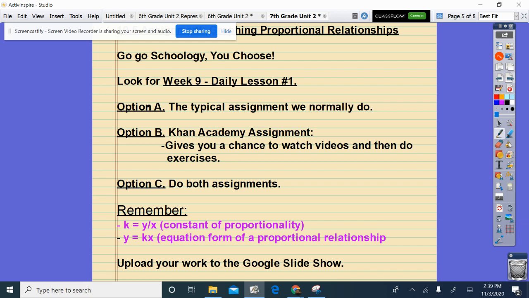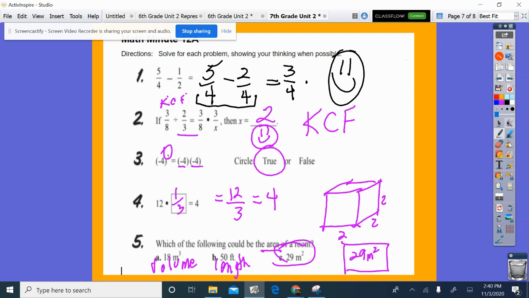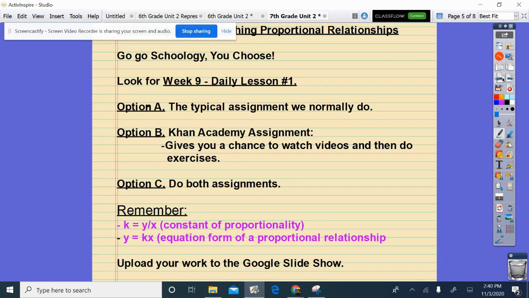Remember to upload your work into the Google slideshow. And please take the time to make sure those pictures are nice and clear so we can see what your work is saying. Also, please remember that the daily warm-ups associated with this one are 11B and 12A. So once again, that is your assignment. This is the lesson video for week 9, daily lesson number 1, where we're talking about word problems and graphs of proportional relationships. If you have any questions, please let me know.